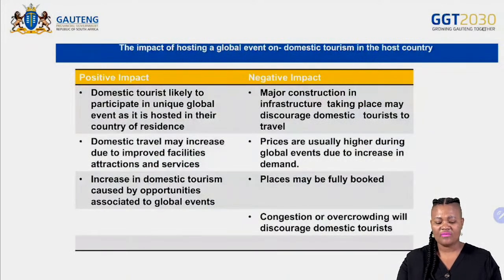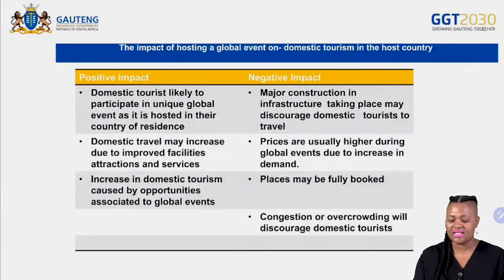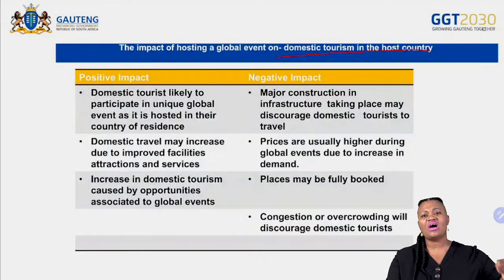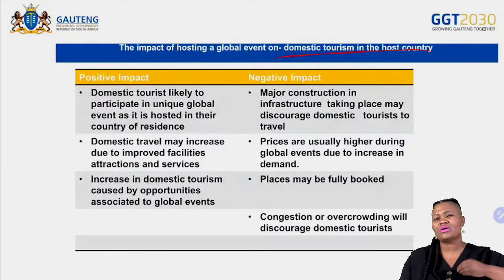And then the impact of hosting a global event on the domestic tourism in the host country. So you remember what I said, that when you are asked about the impacts, just be aware of how you need to answer.